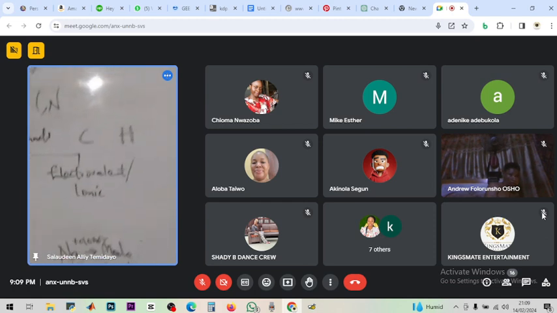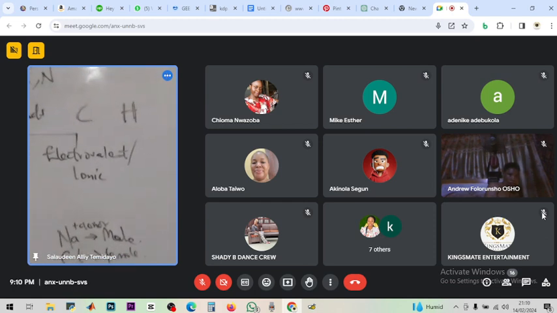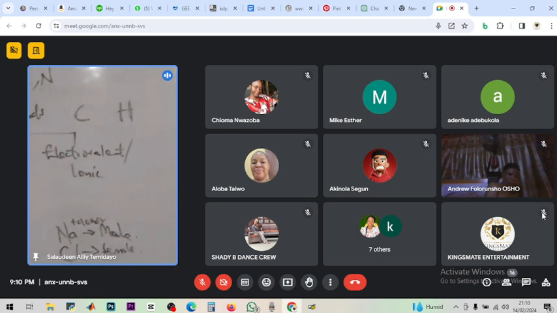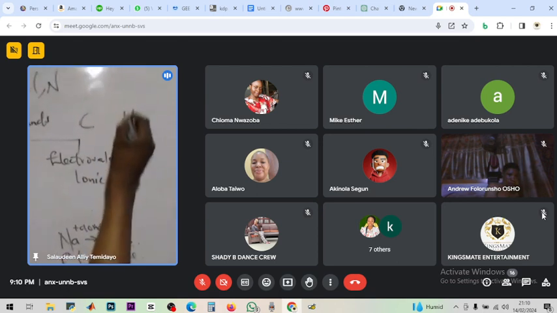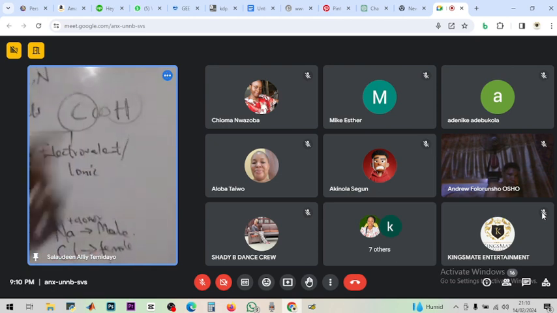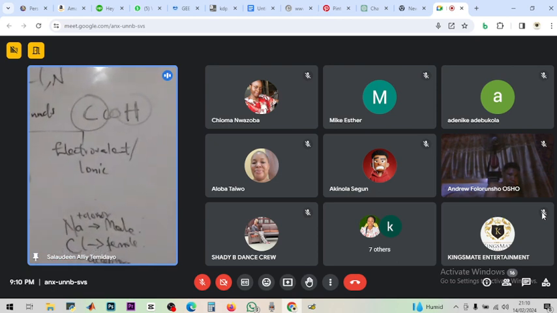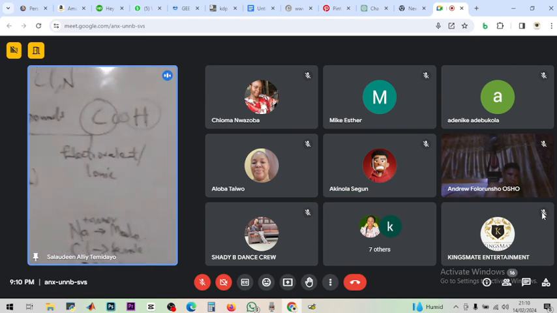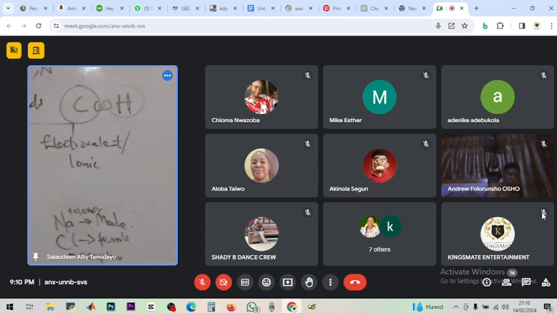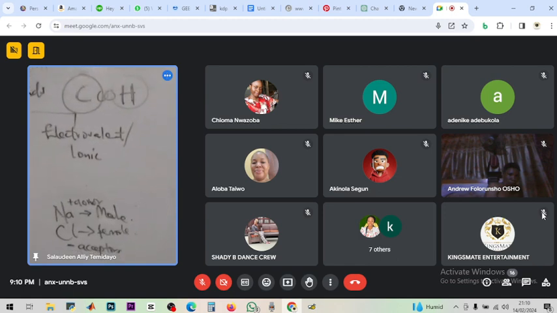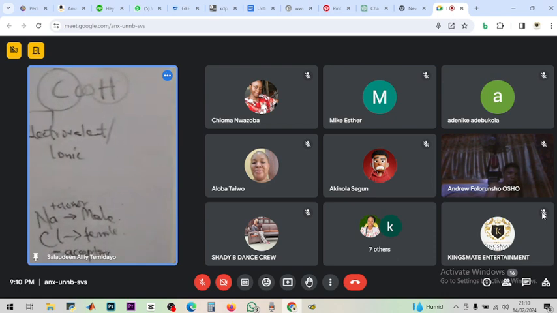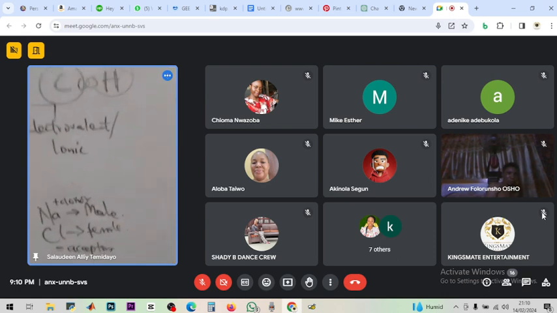So now, none of them is a male. It's not possible for both of them to be donors. So since there is no donor, there can't be an acceptor. So both of them are going to share what they have. This one will bring what it has forward. This one too will bring what it has forward. They are now going to share it together. Sharing exactly means covalent combination. It means they are combining covalently because they are sharing their electrons.